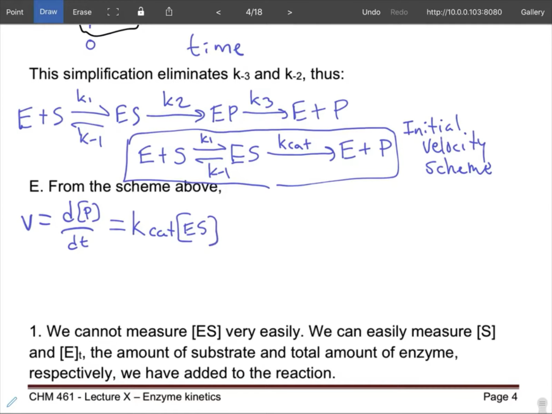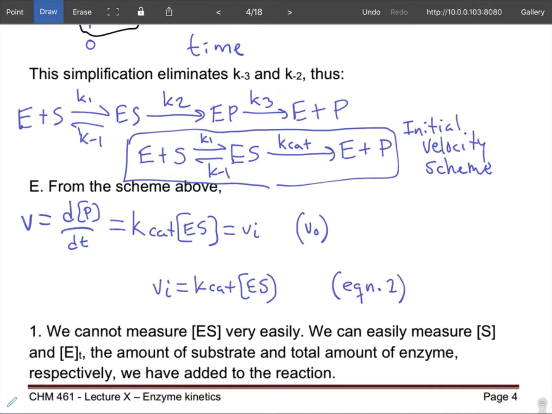Now, because this system has been done under special conditions, right, where this scheme only holds true early on during the course of reaction, we're actually going to call this something more special. We're going to call it VI for initial velocity, or also sometimes people call it V0 for the velocity at time 0. And so let's just rewrite that very clearly. So the initial velocity of an enzyme reaction is equal to kcat times the concentration of the enzyme substrate complex. We're going to call this equation 1.